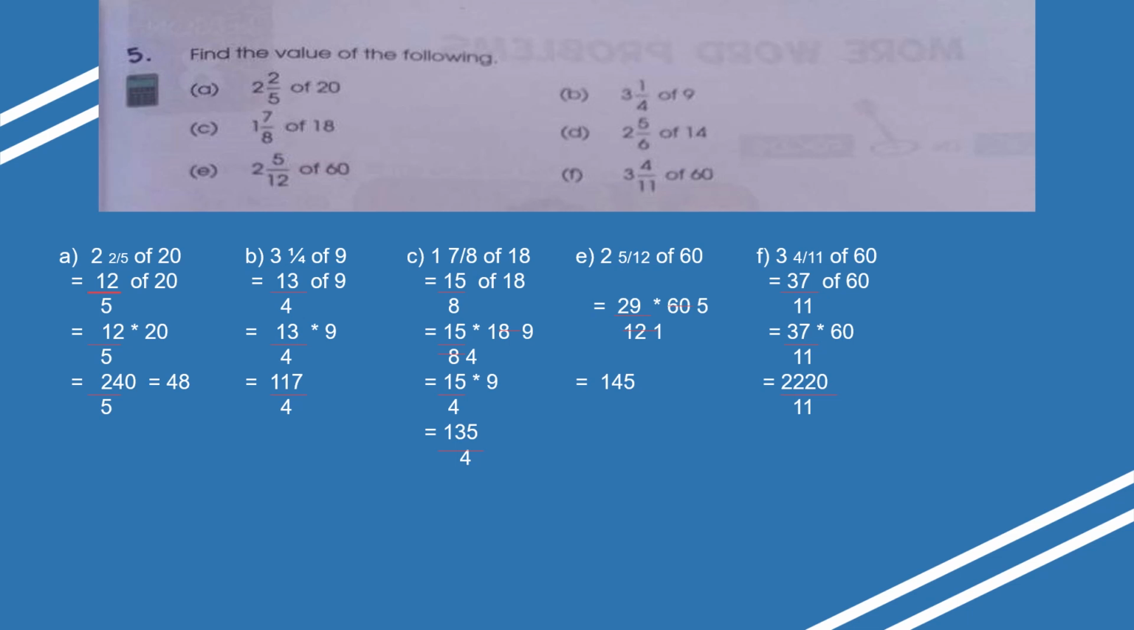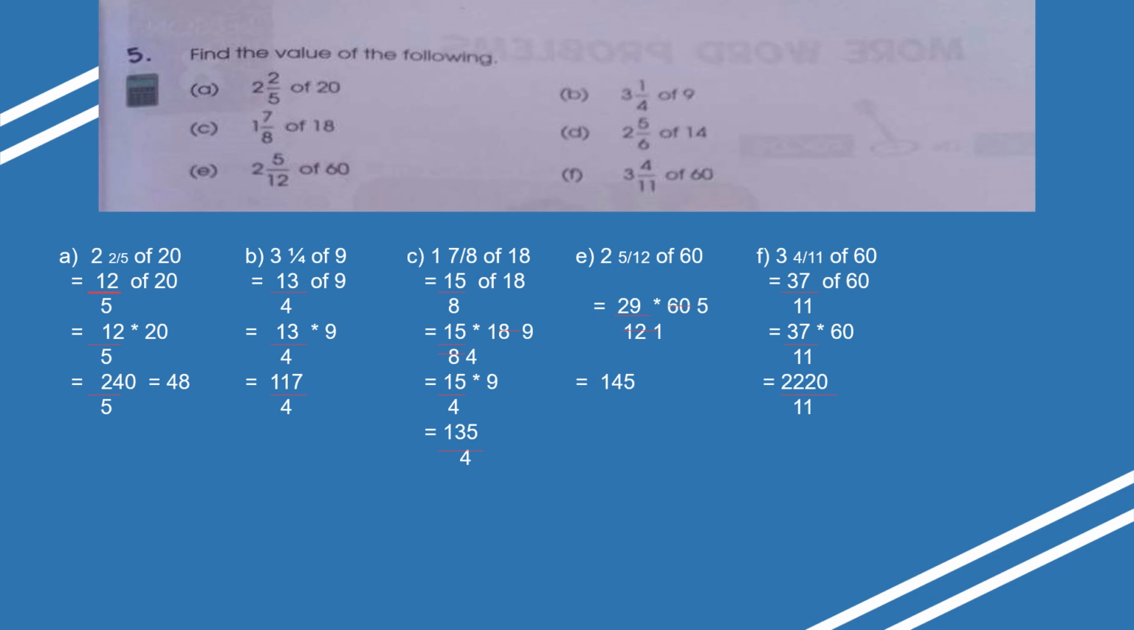In our part E, we have 2 whole number 5 over 12 of 60. 2 whole number 5 over 12 is 29 divided by 12 multiplied by 60, and 12 and 60 can easily cancel out with each other, and we have remain as 29 multiplied by 5, which is equals to 145, and this is our answer. In part F, we have 3 whole number 4 over 11 of 60.